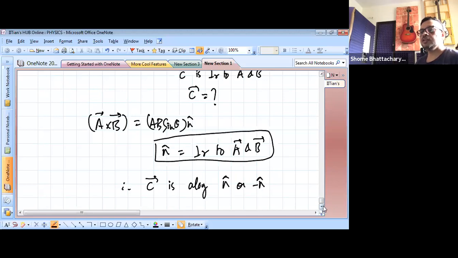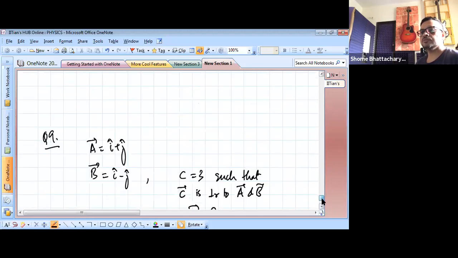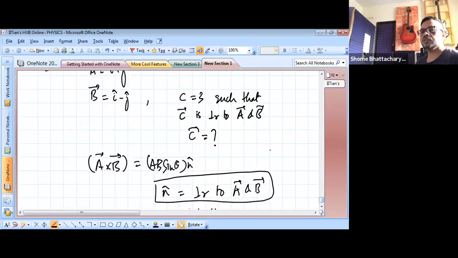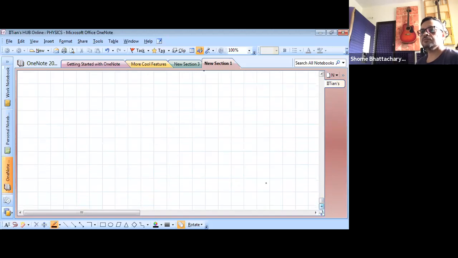Okay. So what we'll have to do here is first find A cross B, and then say that C will therefore become plus or minus of 3 n cap, where n cap is the unit vector of A cross B. And that's the general way of solving this question.